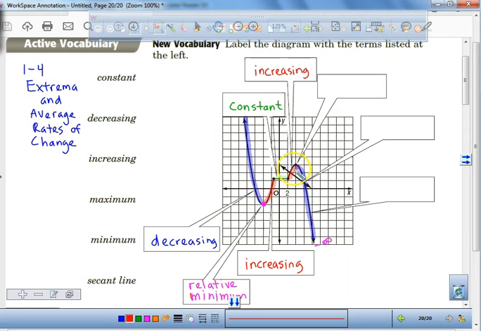If the y values are increasing and then they reach a peak and then start to drop, what do we call this little tiny peak right here? Maximum. Yeah. That is a maximum in the graph.